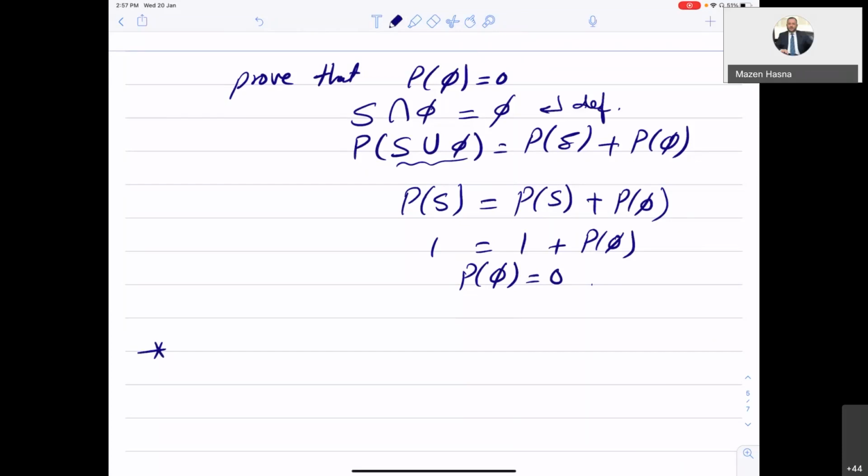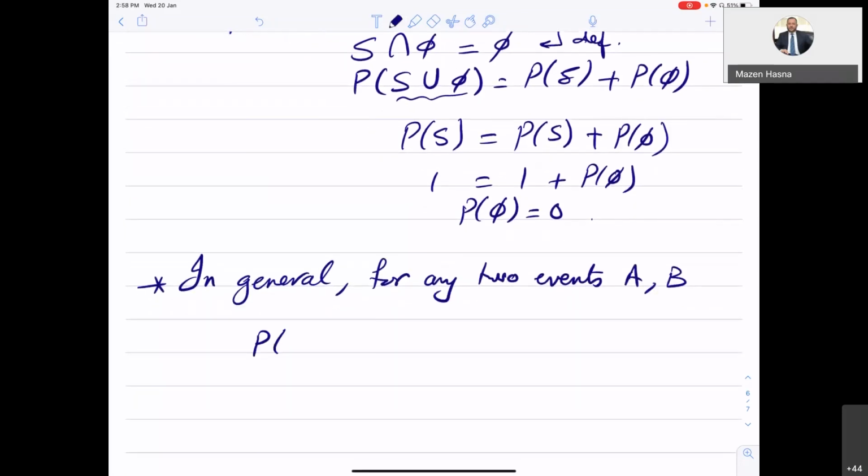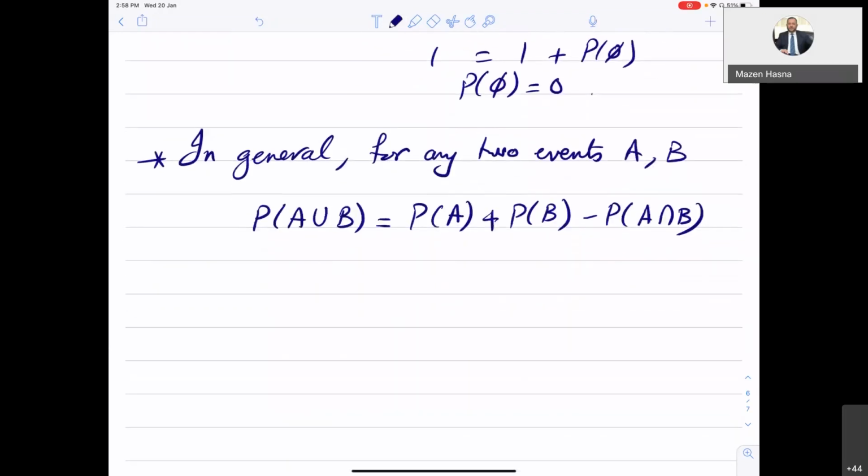The last rule I want to mention is, in general, for any two events A and B, probability of A union B, if we don't know whether A and B are mutually exclusive or not, equals probability of A plus probability of B minus probability of A intersect B. I will not prove this using the axioms. You can just prove this using a Venn diagram by intuition.